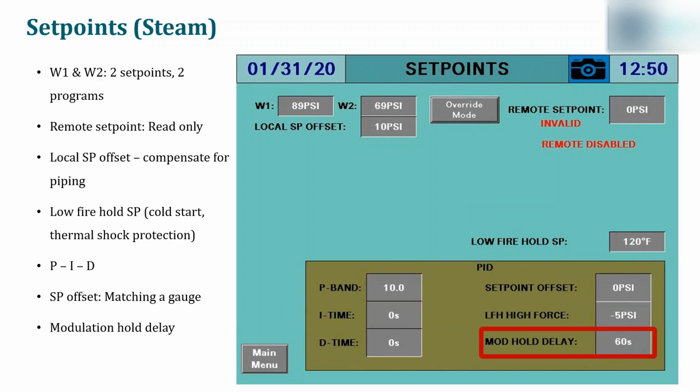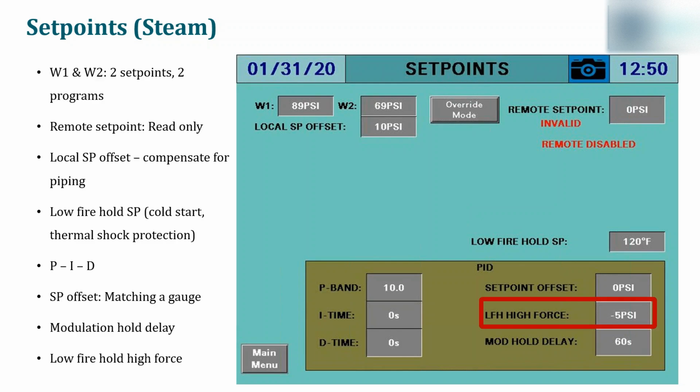Mod hold delay basically just says when you turn a boiler on, I want you to hold the boiler at low fire and not let it modulate for this period of time. So if I turn on boiler number 2, just hold it at low fire for 60 seconds and allow it to even out before you let it start modulating. Pretty simple.